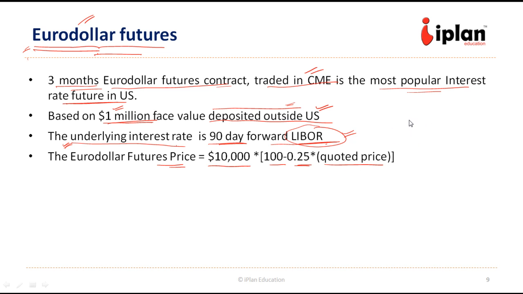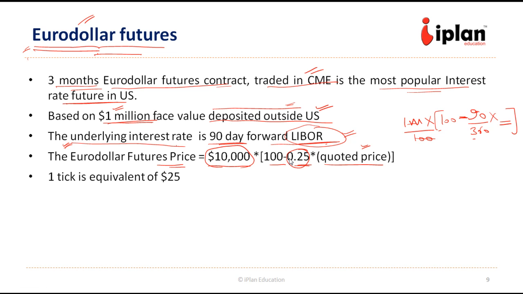0.25 into quoted price. So from where this formula is coming, we have $1 million as face value, right? And 100 minus, this is for percentage, then it is 90-day forward rate. So 90 divided by 360 into quoted price. So that is the Libor rate. And then we have to divide by 100 since it is just the percentage. So this 1 million divided by 100 becomes 10,000. And this 90 by 360 becomes 0.25. And this is the quoted price. So 0.25 into quoted price, and then we subtract it from 100, we get the rate.